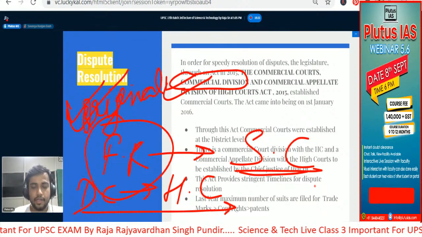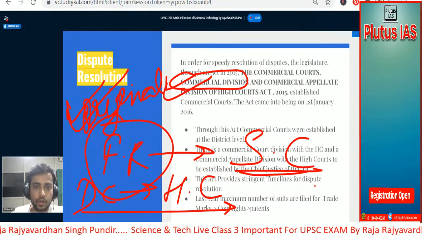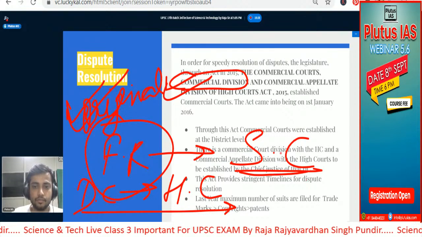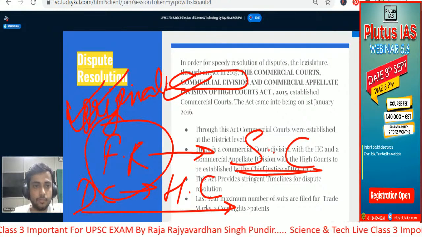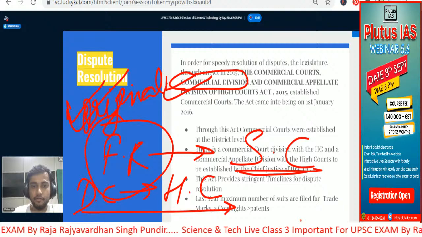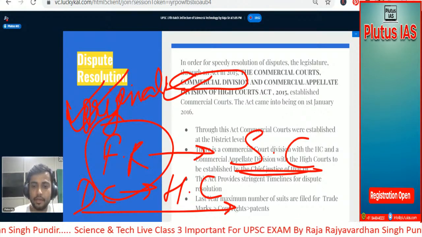If there is a commercial dispute of a certain value, then that commercial dispute can be directly heard by the high court. So that is why there is a commercial division with the high court as well. That is a matter of polity, but here we are dealing only with dispute resolution and the dispute resolution mechanism.